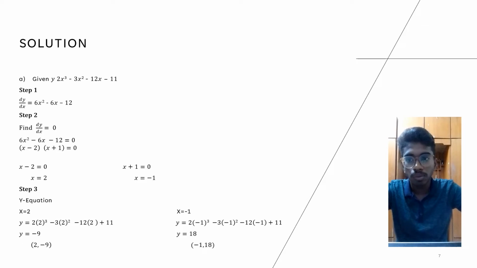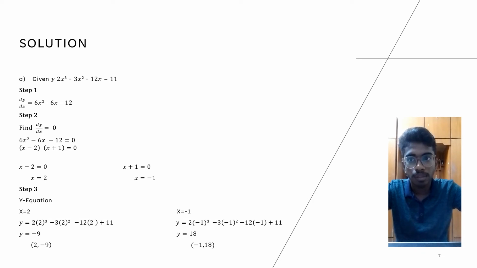Since there are two values of x, this function has two stationary points, and these are the x coordinates of the stationary points. Now we move to step 3: calculate the y coordinates of the stationary points. Since this function has two stationary points, one x equals 2, the other x equals negative 1, we have to calculate two different y coordinates, and we do so using the original function.